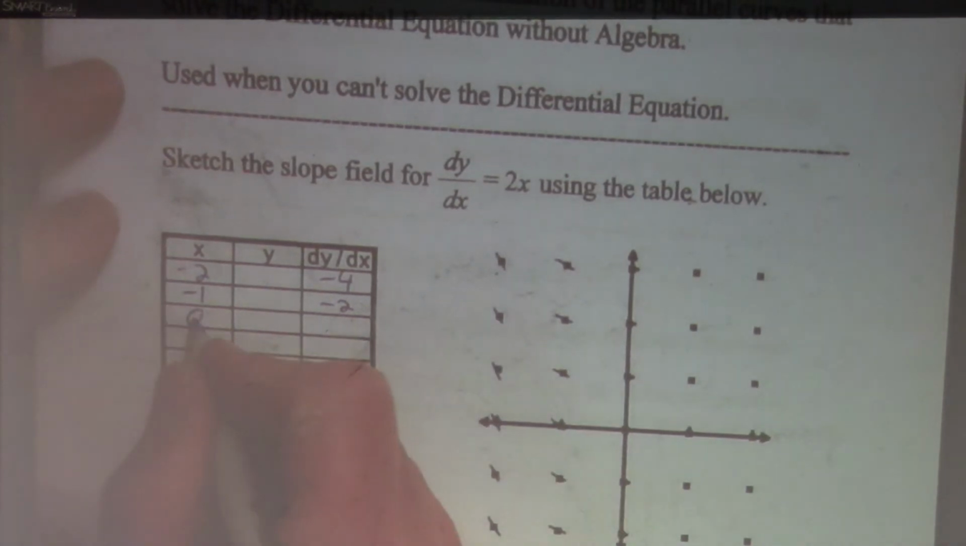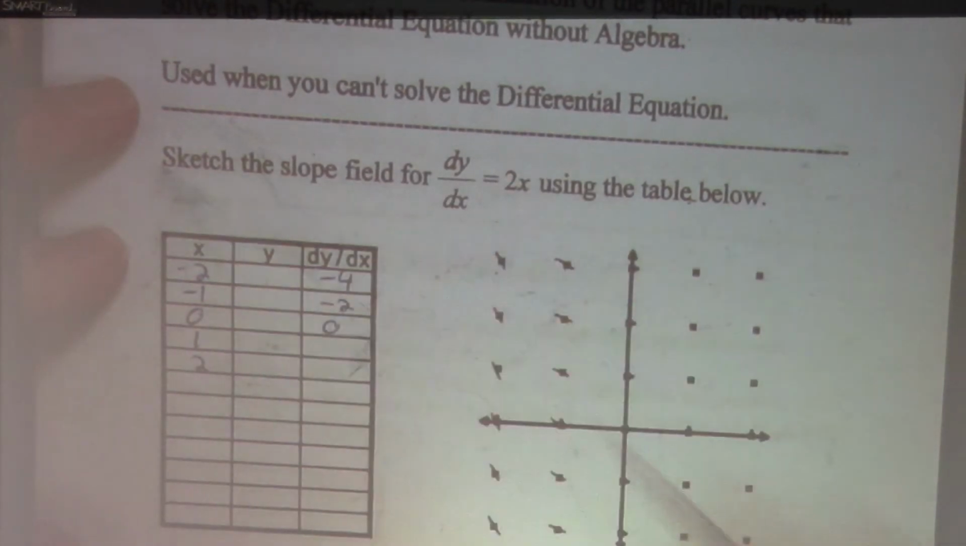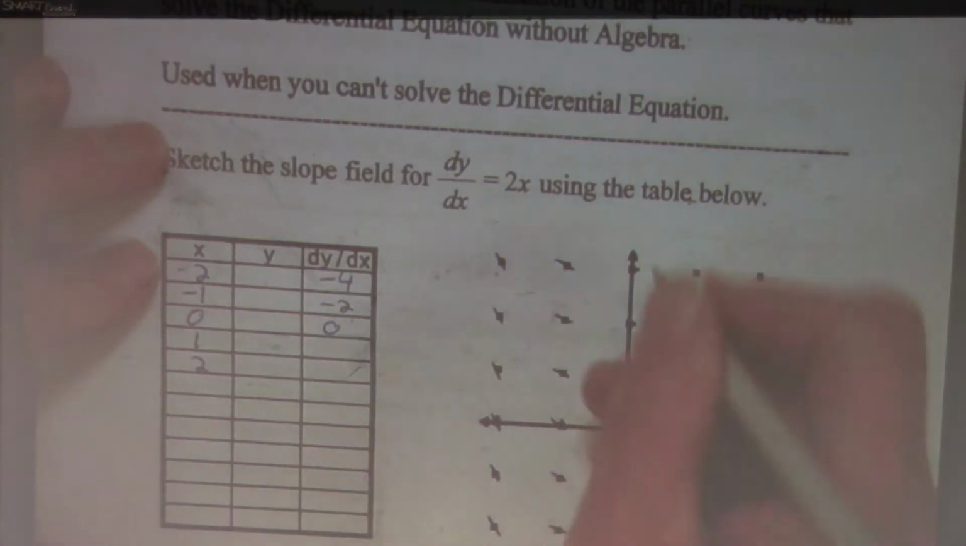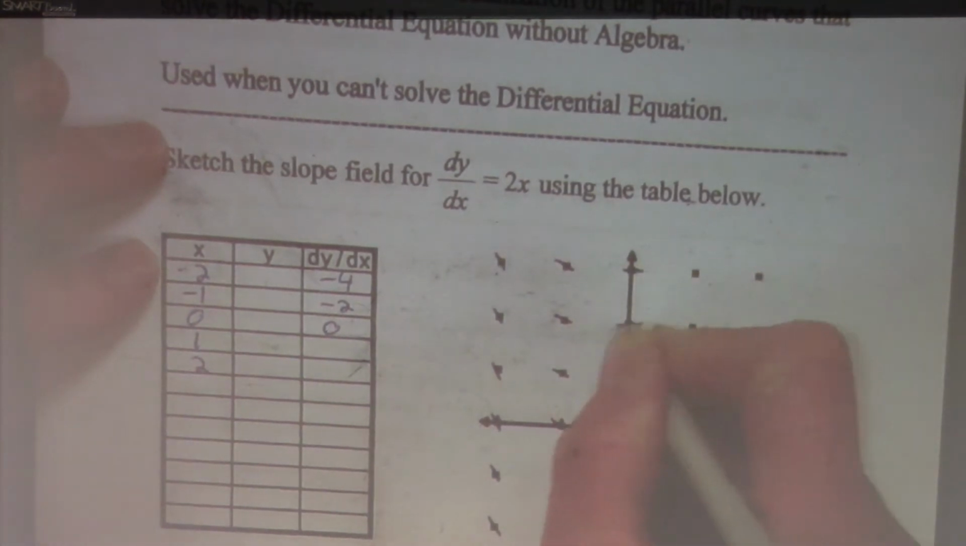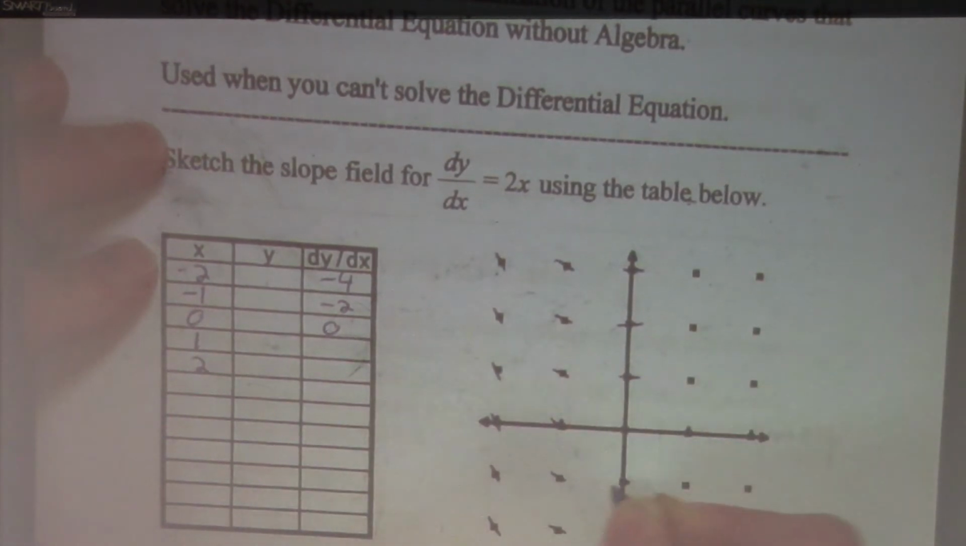Okay, now let's go on. When x is 0, I get 0. Those need to be horizontal tangent lines. Okay? So horizontal tangent lines everywhere that x is 0.